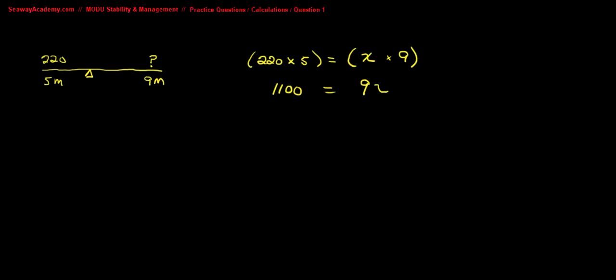So you need to cross multiply, so you bring your 9 over to the other side, so it becomes the denominator. So it's 1,100 divided by 9 equals x. So therefore, x equals 122.2 kilograms.